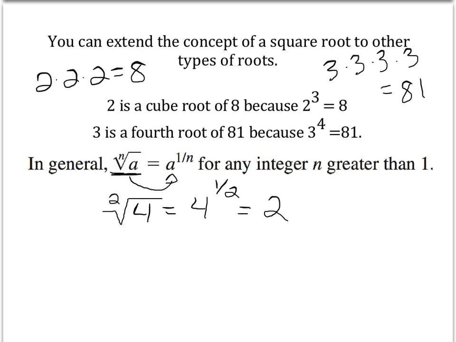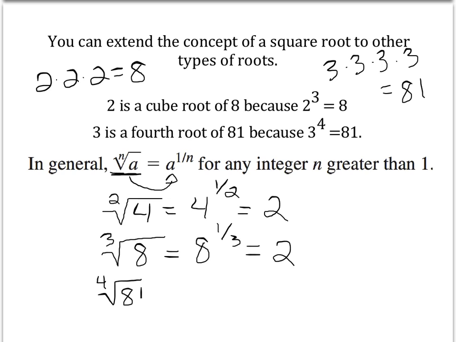And this works for cube roots as well. If I wanted to express the cube root, I'd write my radical sign, and let's say I want to find the cube root of 8. Well, if I go into my calculator and write 8 to the 1/3, I will get 2 as well. And this works for anything. It works for fourth roots. If we wanted the fourth root of 81, we would express that as 81 raised to the 1/4, and we would get 3.